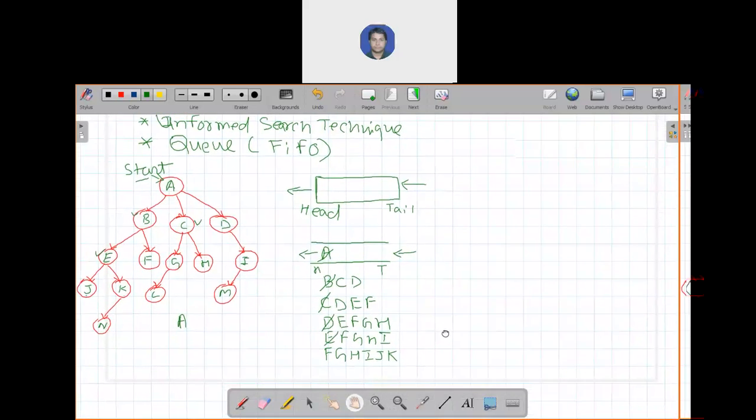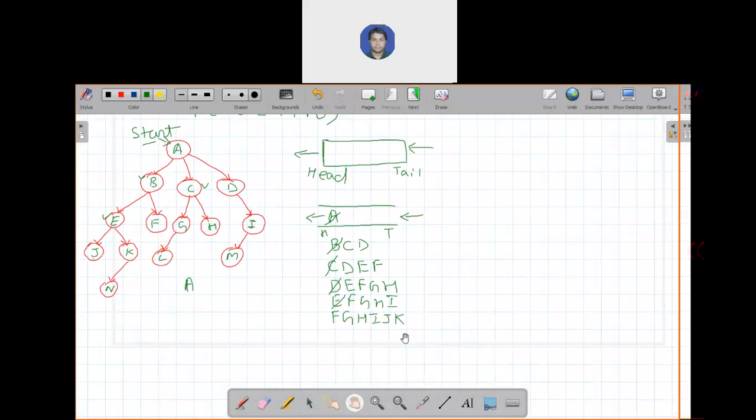Are you getting my point? What I am doing, or how this breadth search is working? From the F, just remove the F from the Q and enter the node from F you can explore. As you can see from the F state, you cannot explore. Means there is no path from F. So just do not enter any element. Okay, just leave it as it is.